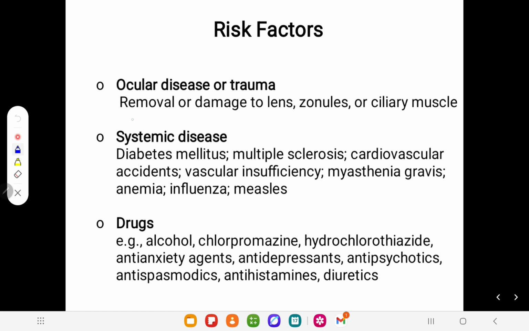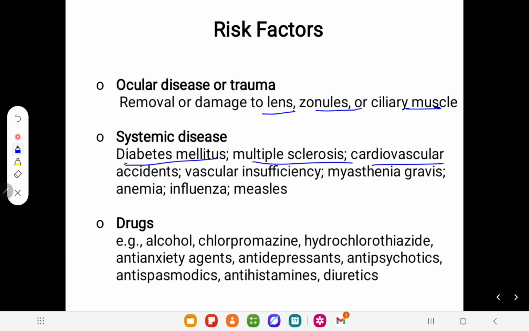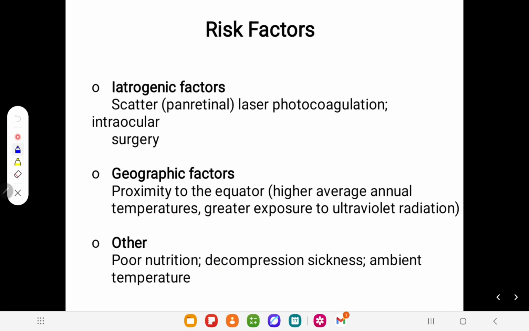So ocular disease or trauma, like removal or damage of the lens or ciliary muscles, or basically uveitis patients, especially intermediate uveitis, you see presbyopia a lot of the time. So systemic diseases: diabetes mellitus, multiple sclerosis, cardiovascular accident, vascular insufficiency, myasthenia gravis, anemia, influenza, MS. In all these cases, just remember, you can see presbyopia earlier. Drugs like heavy alcohol consumption, clonazepam, and others can cause premature presbyopia. Okay, so heterogenic scatter or laser photocoagulation can sometimes cause it.